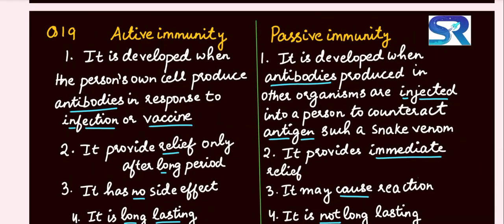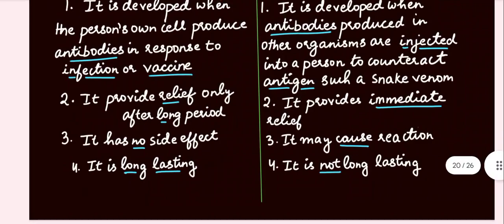Question number 19. It is developed when the person's own body produces antibodies in response to infection or vaccine. Second, it produces effect only after a long period. Third, it has no side effect. Fourth, it is long lasting.